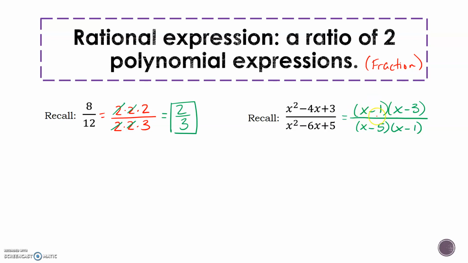Now, x minus 1 is a factor. I have one in the numerator, and I have the same factor in the denominator. I don't have any other common factors, so my answer is x minus 3 divided by x minus 5. And that is simplified.